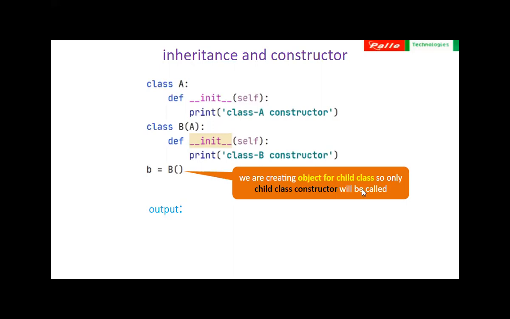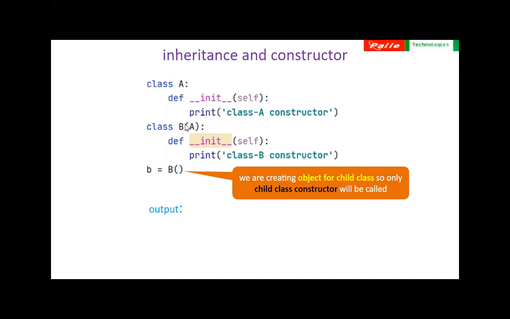Okay. So this is the rule in Python. Maybe in some different languages you are told both will be printed. Okay. But in Python, it does not work this way. In Python, the rules are different. So when you are creating an object of a child class, it will call only the child class constructor.